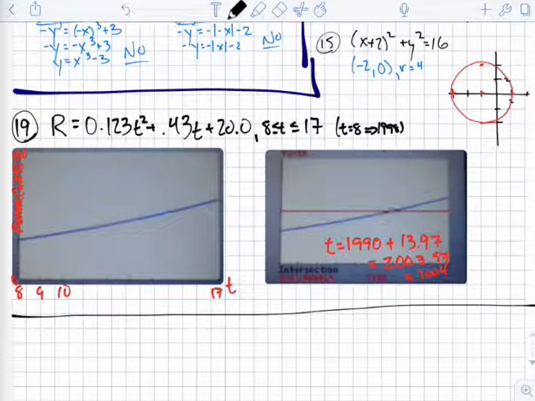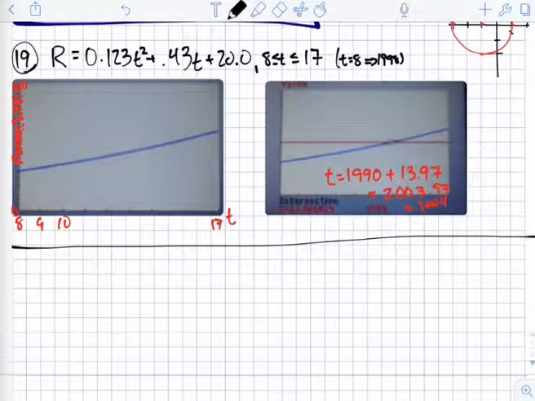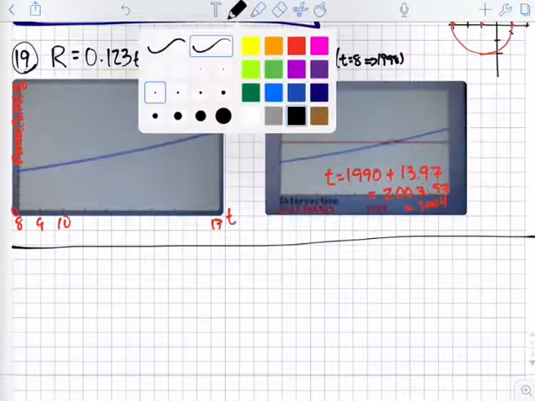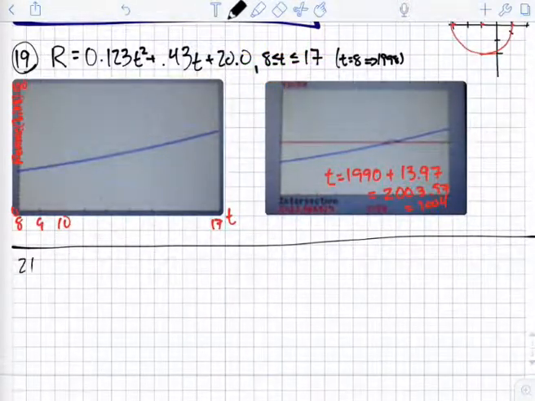Now let's move on to some others. That's it for 1.1. Let's look at 1.2. All right, so if we're doing those, we're off the calculator. And let's go to 21.